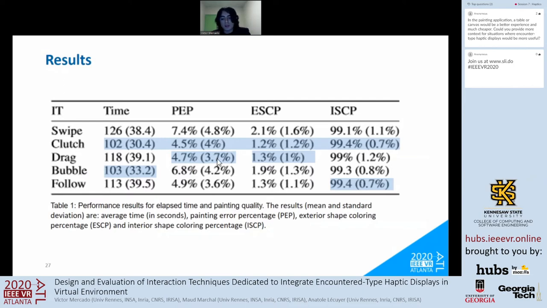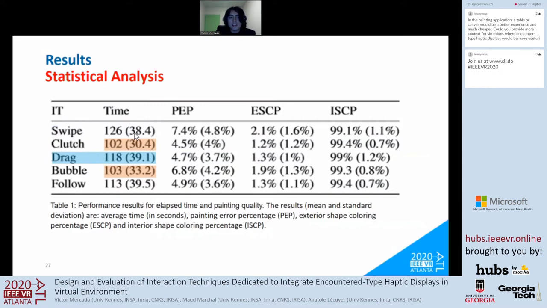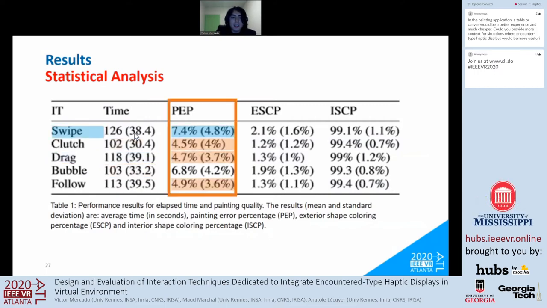But we also ran a statistical analysis for these conditions. For instance, there are differences for the swipe technique between clutch, bubble, and follow. There are also significant differences between clutch and bubble and drag. And for the painting error percentage, there are significant differences between swipe, clutch, drag, and follow. And considering bubble as well, it has differences with all the rest of the conditions.